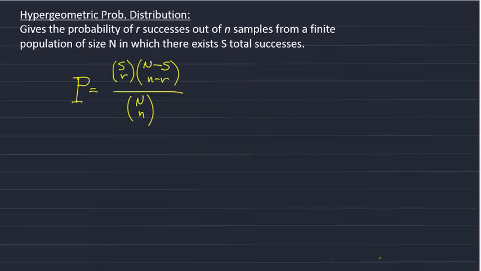Okay, so now let's look at the hypergeometric probability distribution. As you recall, this gives the probability of r successes out of n tries or n samples, in which the probability, little p, changes with successive samples. That would occur, for example, if the population size from which we're sampling is finite. So here the population size is big N, and among those N total objects in our population, there exists a total of s successes.